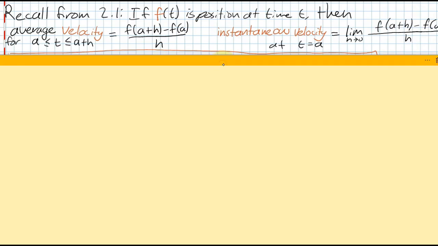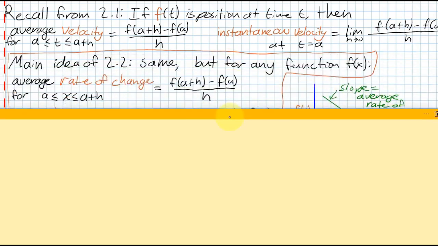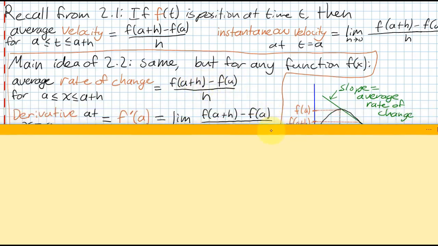So we're going to do the same thing in 2.2, but we're looking at any function f of x, which isn't necessarily a position function. F of x could represent anything like efficiency of a car going x miles per hour, or any kind of function you can think of. And you can still look at the average rate of change, and average rate of change still represents the slope on the graph. It doesn't necessarily represent velocity here, but it represents the slope between these 2 points on the graph.